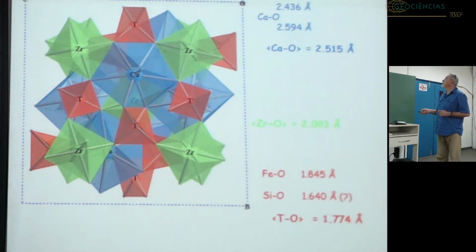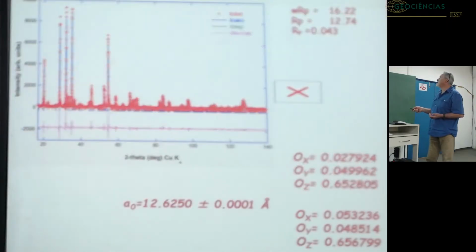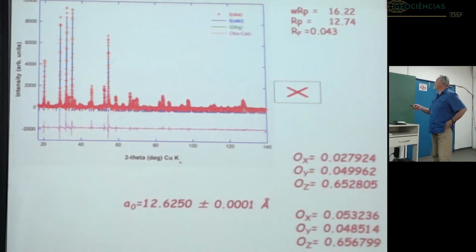So we have to modify this structure, and we have to allow for the fact that some tetrahedra are larger than the others, and that is difficult to imagine. We may try to redo the refinement, splitting the position of the oxygen into two different positions. The disagreement index is the same as before, so it's compatible with this model, the diffractogram, but it's not definite proof that we can model all the structure with a split oxygen position.